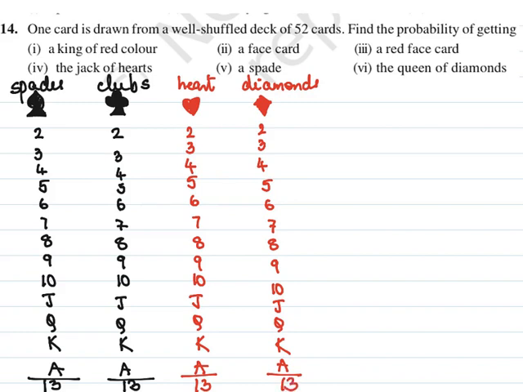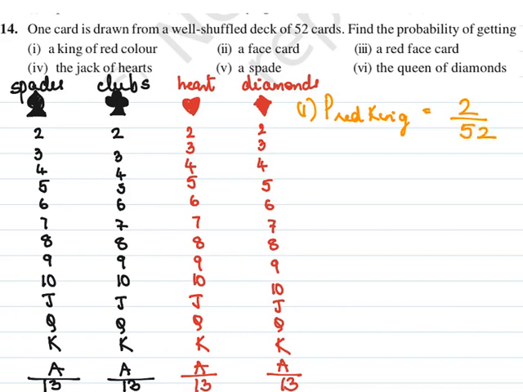The first sum is to find the probability of a king of a red color. So how many red kings do we have? If you look up here, we have 2 red kings. So for the favorable outcome, the probability of a red king is 2 out of 52 cards.